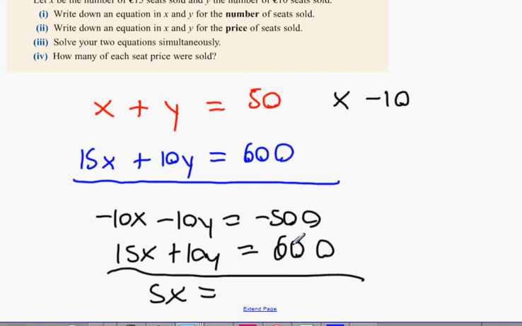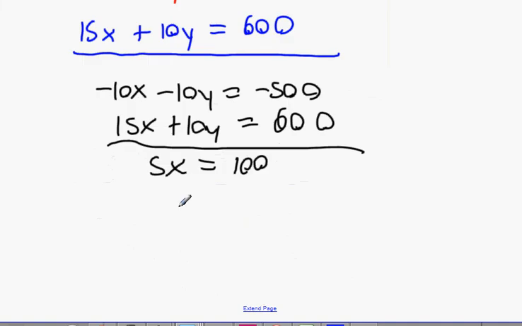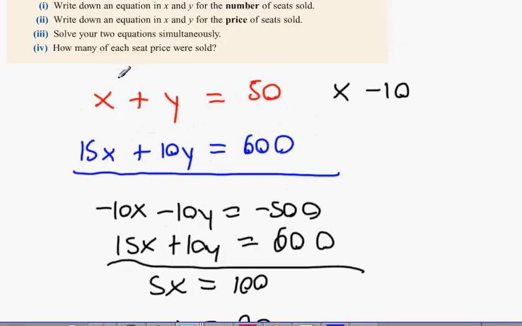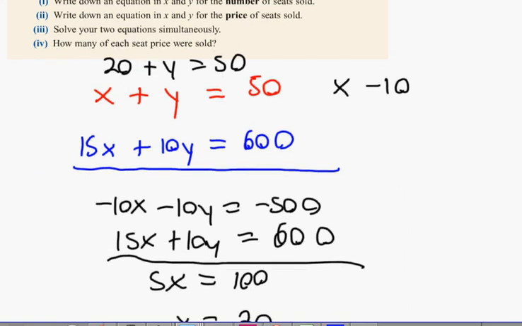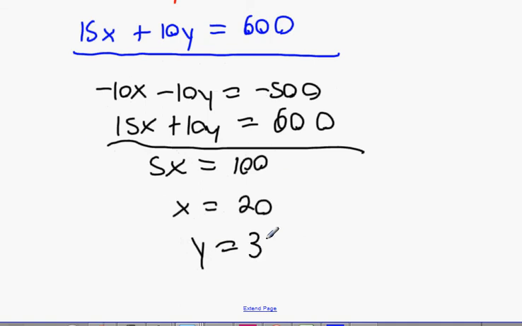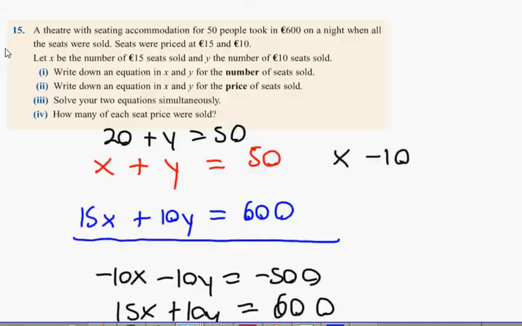5x. Now, 600 minus 500? 100. Once again, you can't have negative money. x equals? 20. Now, if x is 20, or sorry, not 20 euro, x is 20 seats sold. x is 20, what's y? 30. Because the amount of seats you sell has to be 50, so this means you sold y equals 30 seats. Anything else to that question? How many of each seat price were sold? We did that.